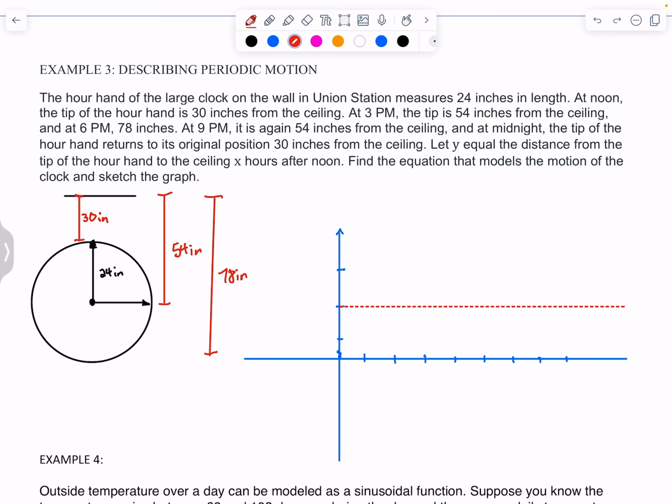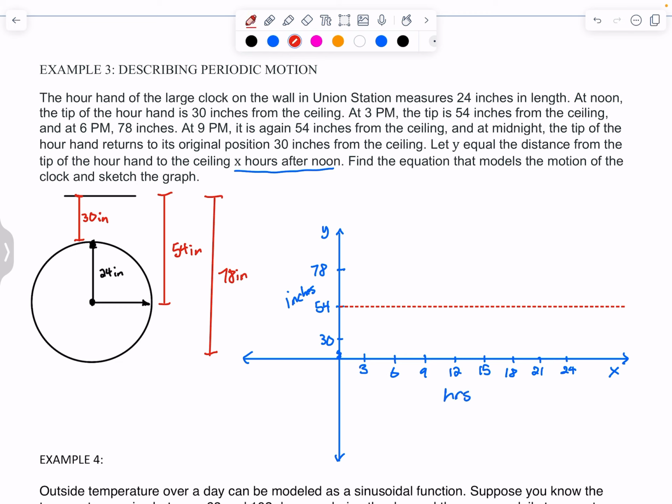Okay, so starting, it says let y equal the distance from the tip of the hour hand to the ceiling. Okay, so we're going to have three distances. I did this squiggle here because I don't want to do all the units. I know I'm going to have 30 inches away, 54 inches away, and 78 inches. I have that in the y, and then in the x it says x hours after noon. Since we have these three measurements, I'm going to use those increments: 0, 3 p.m., 6 p.m., 9, 12, 15, 18, 21, and 24. That gets us back around, a full day, 24 hours.